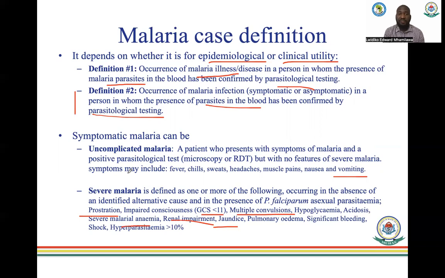Then you can have some significant bleeding, shock, and if you have hyperparasitemia of more than 10%. This is more than 10% of red blood cells infected by the Plasmodium falciparum. And the case can also sometimes be classified as suspected, presumed, confirmed, autochthonous, indigenous, induced, introduced, imported. All these are other definitions of cases when it comes to epidemiological definitions of these cases.